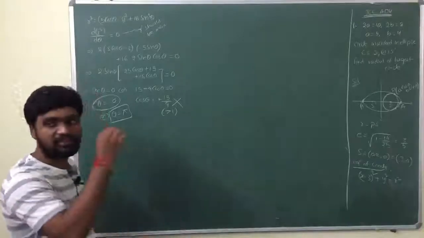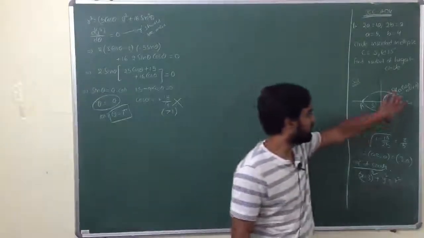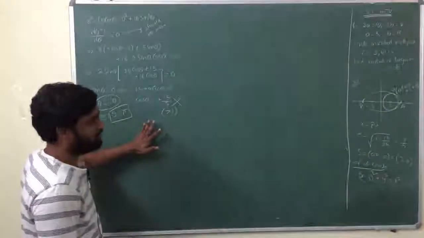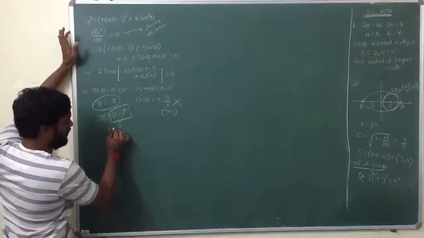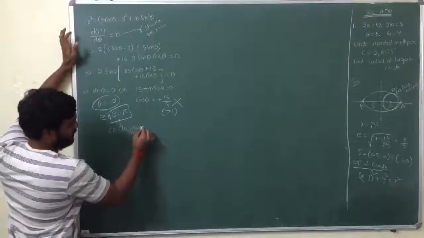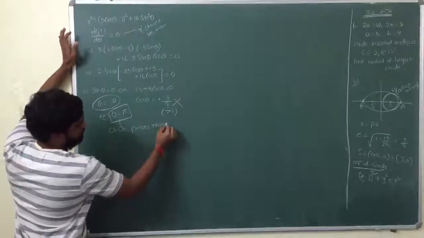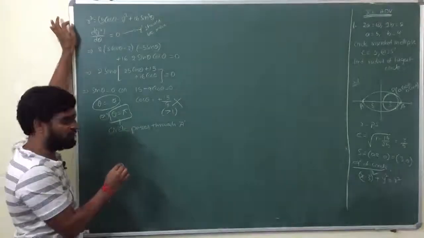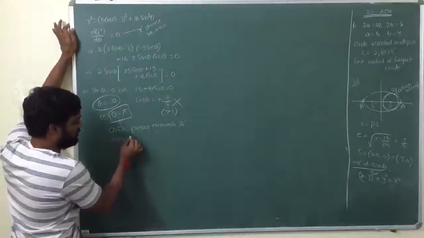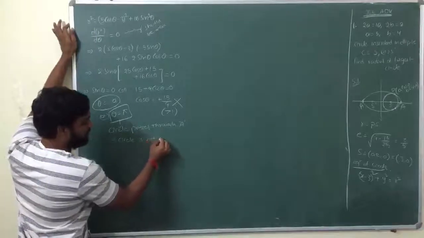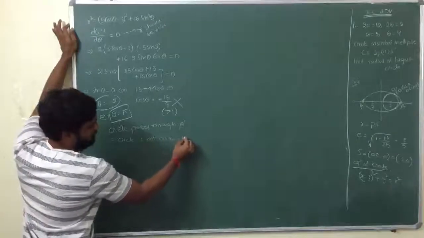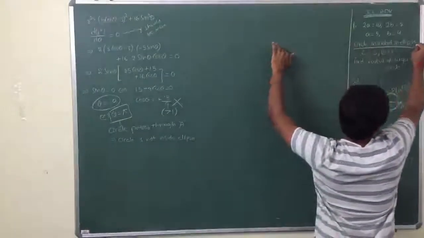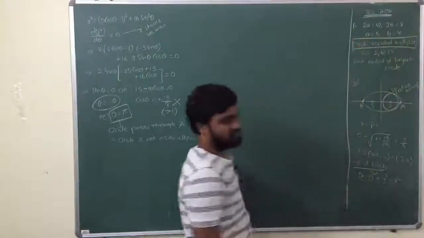See, circle is inscribed in the ellipse, which means entire circle should be inside the ellipse. From here, what we got? Circle passes through A, which means circle is not inside the ellipse. Point is circle inscribed in the ellipse.